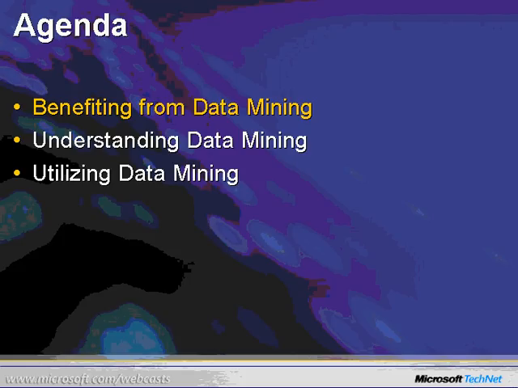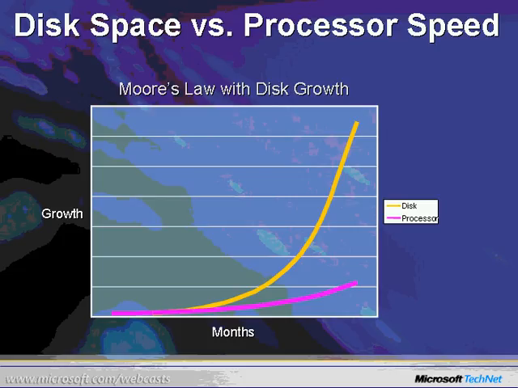So we'll take a look at some of the new features in SQL Server 2005 to help us with these data mining needs. To start off, we always have to do some background information, and this is the old Moore's Law. Moore's Law states that processor speed doubles every 18 months. Comparatively, hard disk space doubles every 9 months. Analysis of stored data improves decision-making, and it is vital in helping companies gain a competitive advantage.